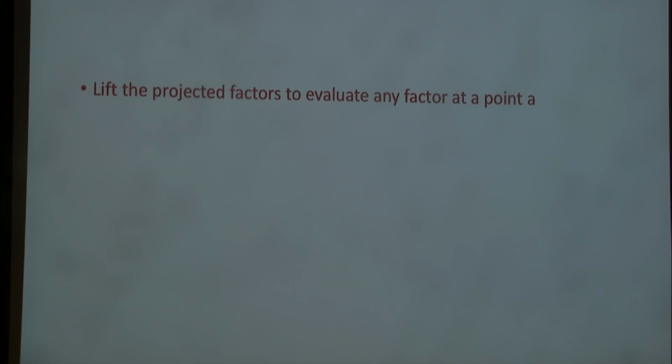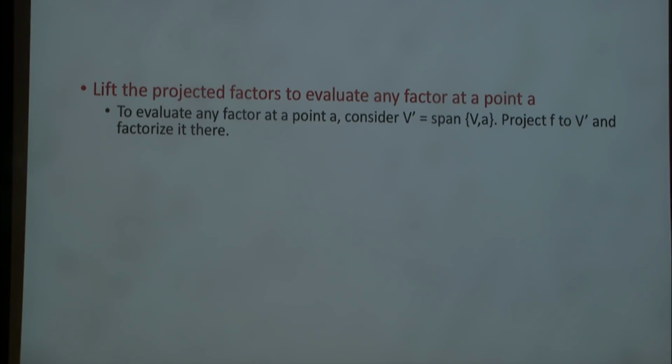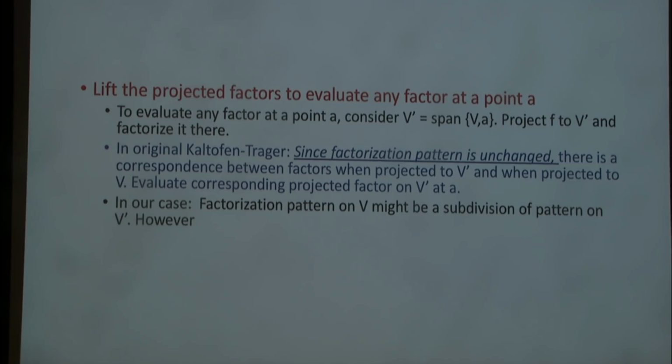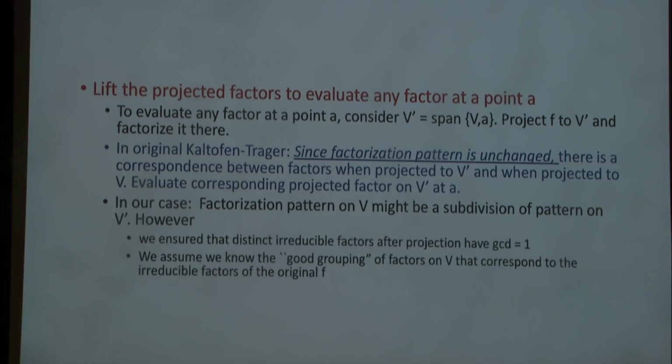And so now the only part left was to lift these projected factors to be able to evaluate them at any point. We'll use the same Kaltofen-Trager idea. So again, if we want to evaluate our factors at some point alpha, we will look at the span of V and that point alpha. Now this will be a bivariate thing, because univariate plus one more point, you get a bivariate polynomial, which we project f to and factor it there. In the original Kaltofen-Trager, like I said, the factorization pattern is unchanged, so there's an easy correspondence between the factors of V prime and the factors of V. In our setting, there's no such easy correspondence, because the pattern on V might be a subdivision of the pattern on V prime.